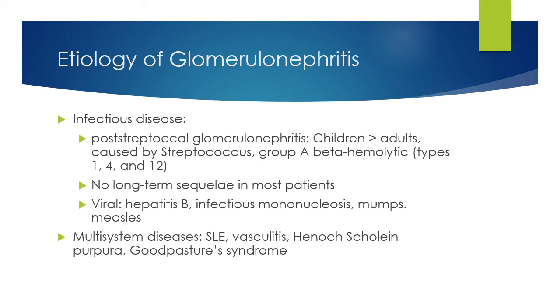Glomerulonephritis is a major cause of nephritic syndrome. And usually it's an infectious disease. Glomerulonephritis is very common, especially in children, with group A beta hemolytic strep. Most patients who get that do not have long-term sequelae, unlike other causes of glomerulonephritis. But other infectious causes could be viral: hepatitis B, infectious mono, mumps, measles. And then multi-system diseases can cause glomerulonephritis, like lupus, vasculitis, Henoch-Schönlein purpura, and Goodpasture syndrome.